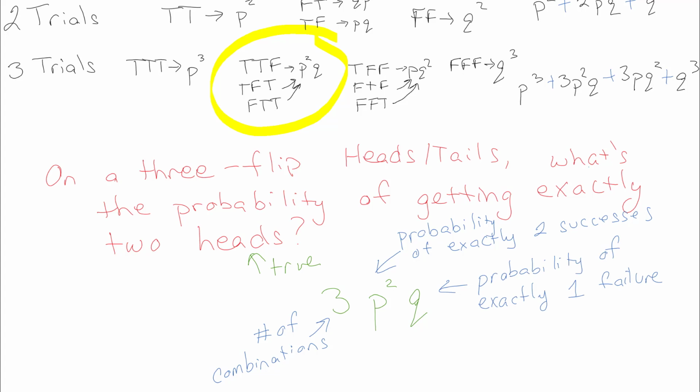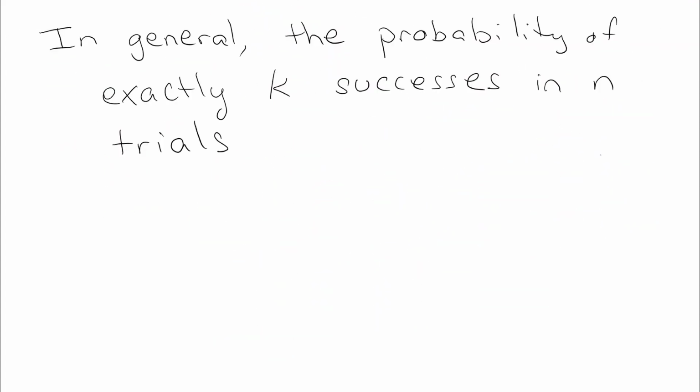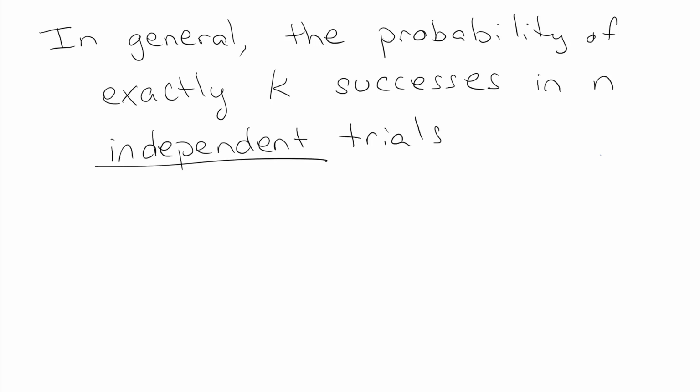What's really cool is that in general, the probability of getting exactly K successes in N independent trials would be N choose K, because that tells you how many ways there are to do it, and then there's the probability of exactly K successes, and this is the probability of exactly N minus K failures. And that just totally blows my mind.